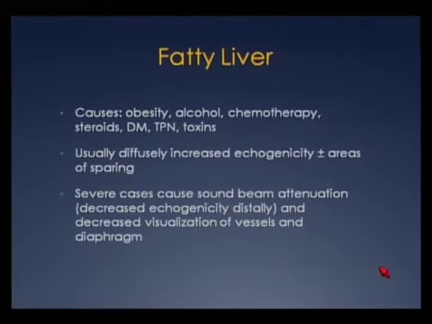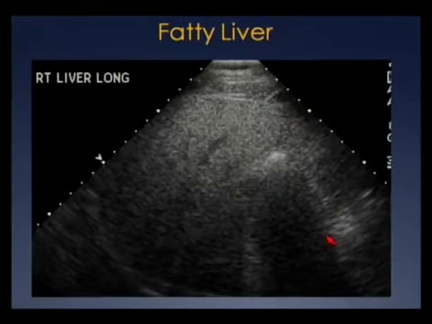So discussing, first of all, parenchymal liver diseases, starting with fatty liver. The most common causes of fatty liver are obesity and drinking too much. And we usually see diffusely increased echogenicity of the liver, plus or minus areas of sparing. And in severe cases, we'll see sound beam attenuation and decreased visualization of the vessels and the diaphragm more posteriorly.